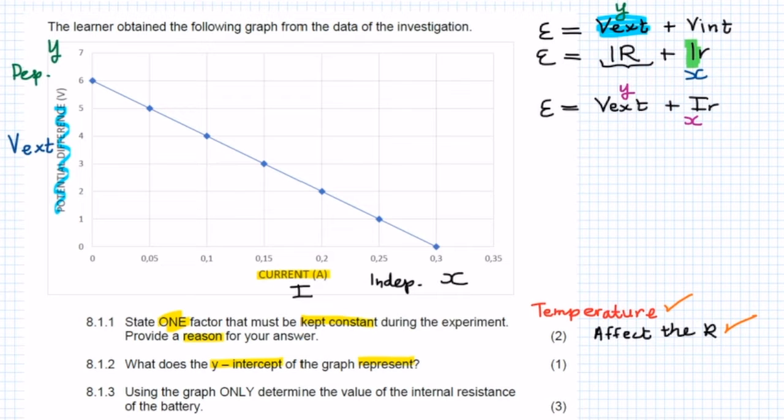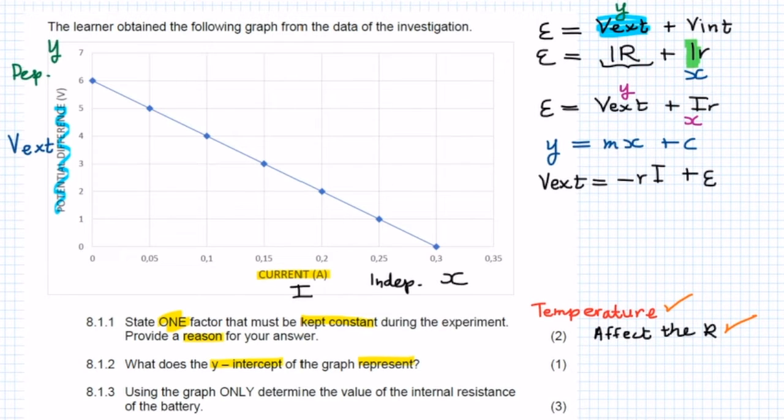Let's rearrange this formula so that it is in the standard form of a straight line, which is y equals mx plus c. We move V external over, divide by negative, and we find V external is equal to negative small r multiplied by I plus the EMF.